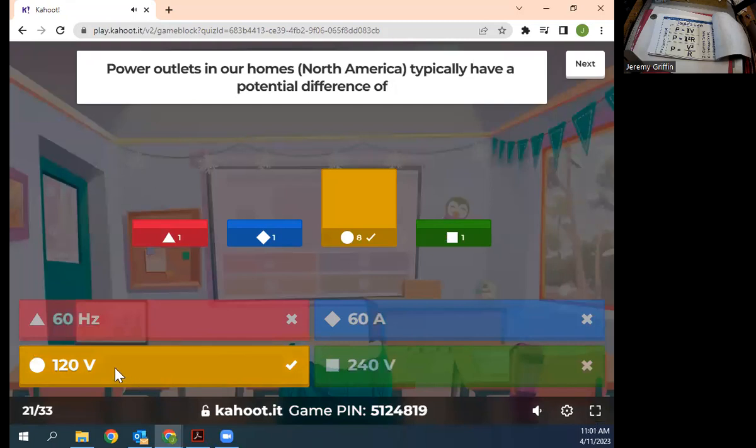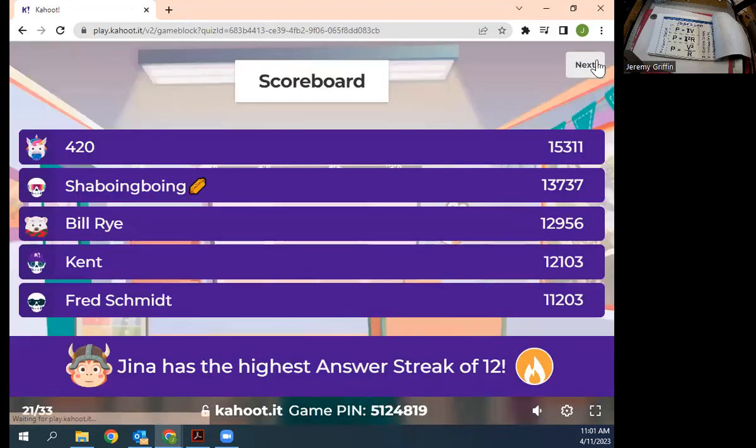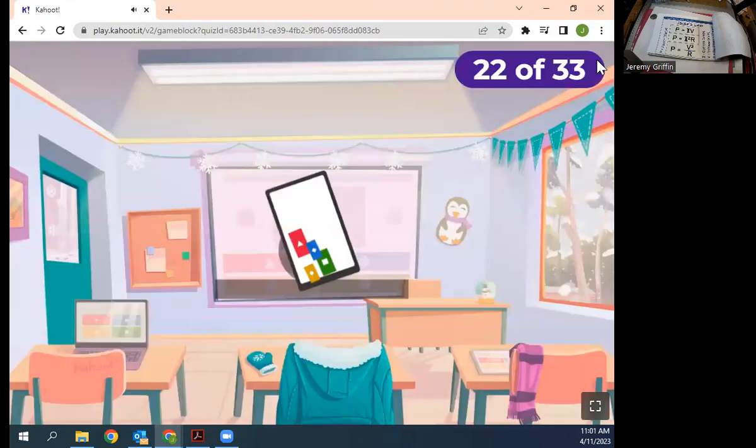All right, nice. Yeah, so 120 volts, right? 240 volts is the European standard. 60 hertz is the frequency, right? And then however many amps flow, that depends what you have plugged into it. So yeah, 120 volt outlets is what we've got in this room. That's the potential difference.